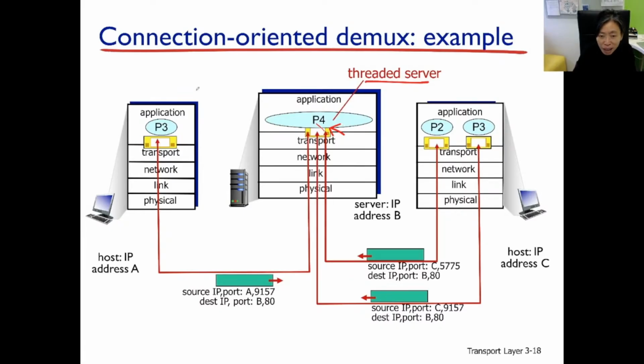Okay. This type of connection-oriented DMUX, it is TCP, all right, but it only looks at the destination port number and the destination IP address. Therefore, the messages are coming in this way, source being A, source port number 9157. This one here, source being C, port number again different. But then they will all be accepted by the listening socket here.